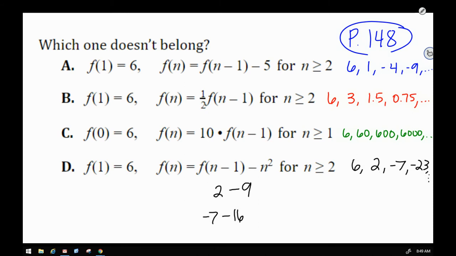Geometric. C? Geometric. D? Neither, right? So A could be weird because it's arithmetic, it's the only one. D is the only one that's neither. Okay? The truth of the matter is they all don't belong for different reasons.